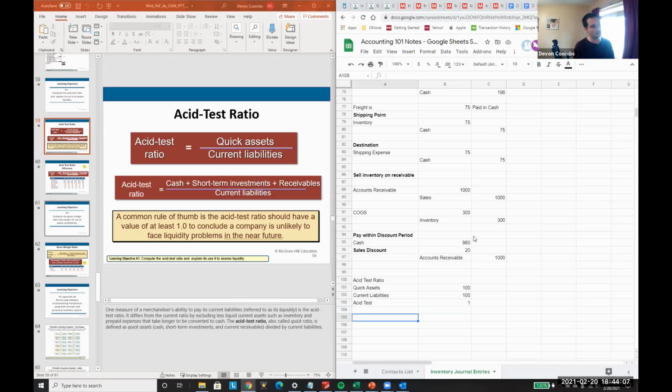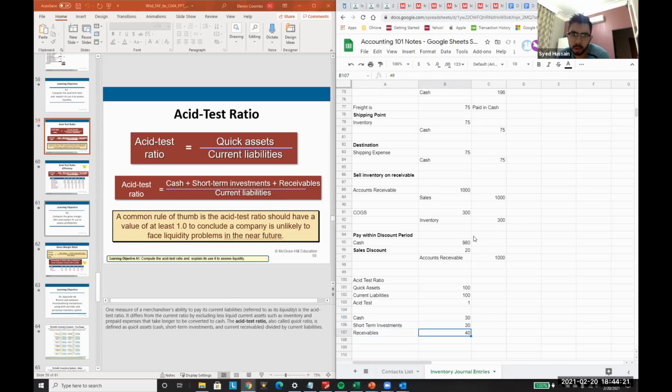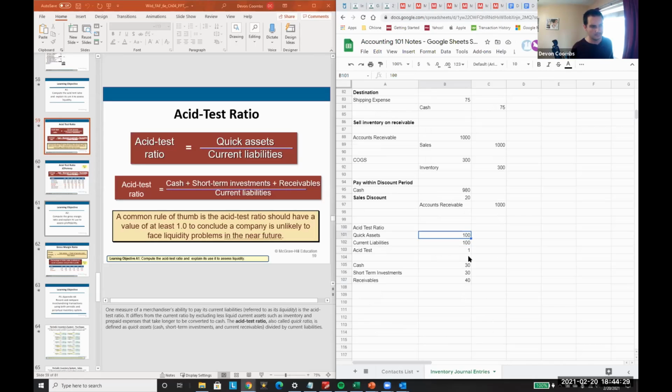Quick assets is going to be your cash plus your short-term investments plus your receivables. So this is everything you can convert to cash relatively quickly. Would inventory not be a short-term investment? It wouldn't. We wouldn't include inventory in our acid test ratio.